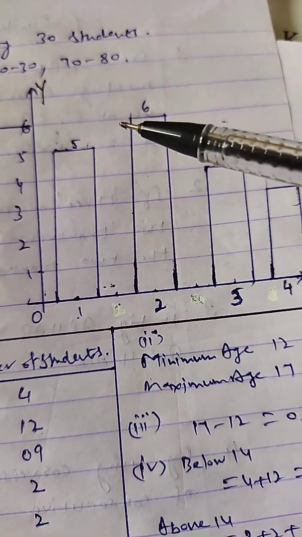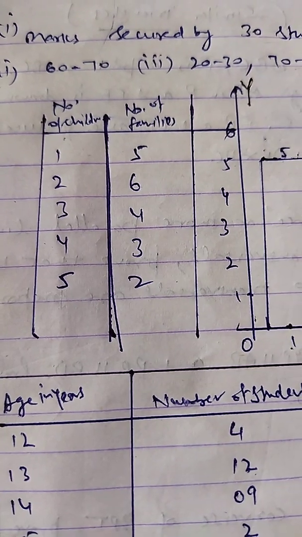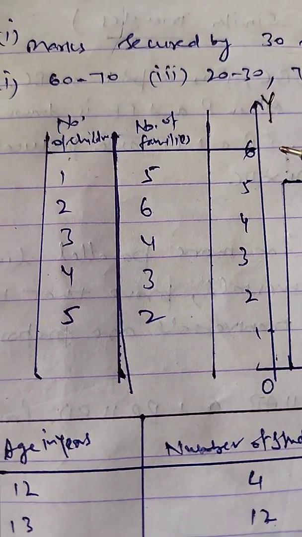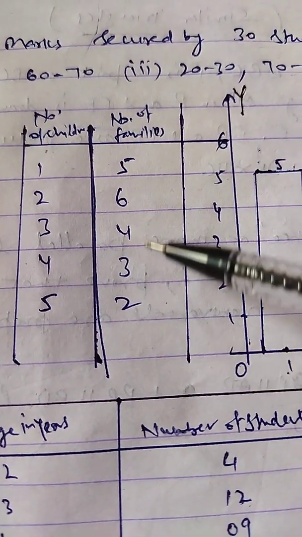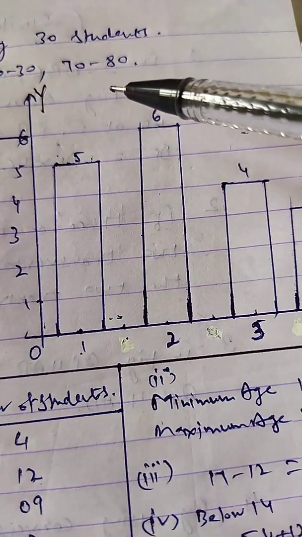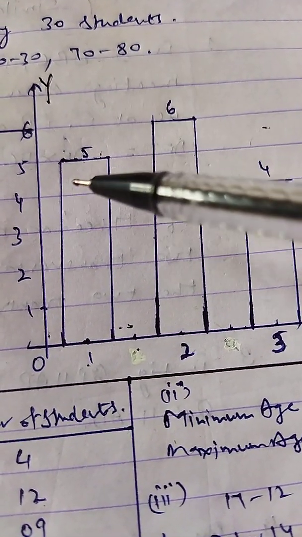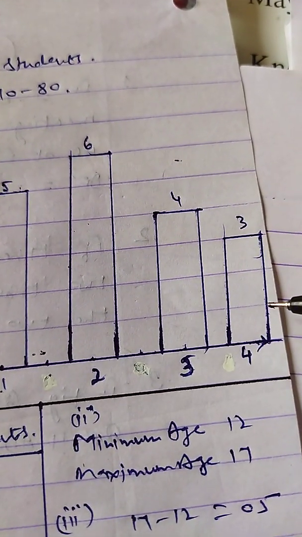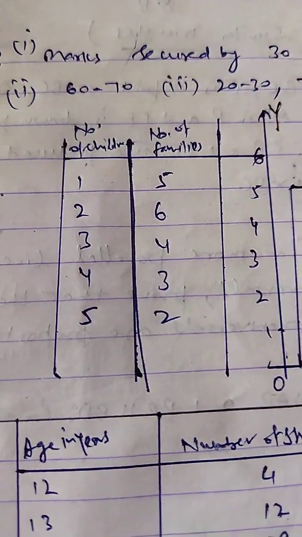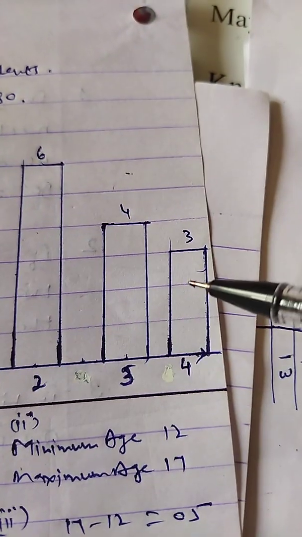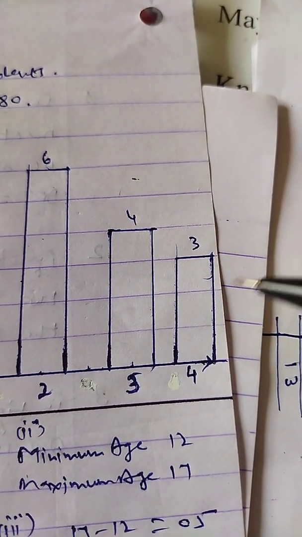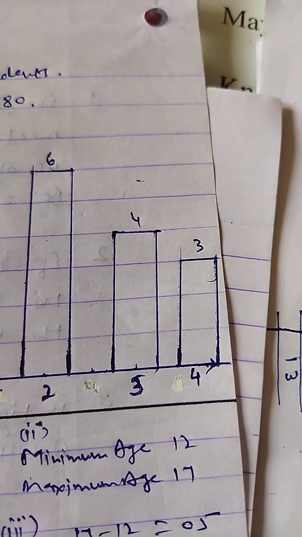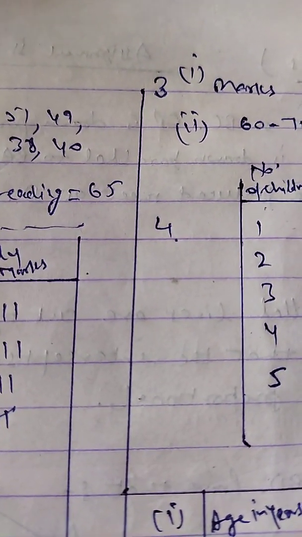So this is the solution. This is the frequency table for your question number 4, and this is the bar graph. 1 child, 2 children, 3 children, 4 children, you have to go up to 5. One more, because I did not have more space there, you can do that in the next part also. So that is all about your question number 4.